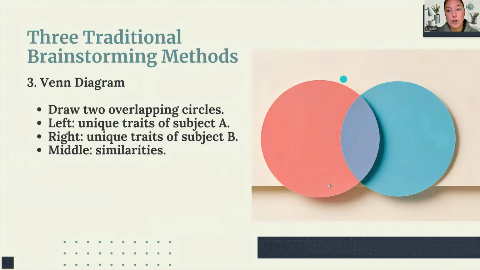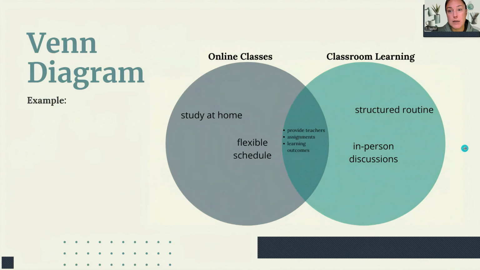So just keep in mind that you draw the 2 circles, and on the left, unique traits of subject A, on the right, unique traits and characteristics of subject B, and in the middle, similarities. And then you draw it like that with your thoughts and ideas and information. And still ahead, we'll explore even more brainstorming tips, like free writing, lists, and guiding questions. These quick methods will give you plenty of ideas to build your essay.